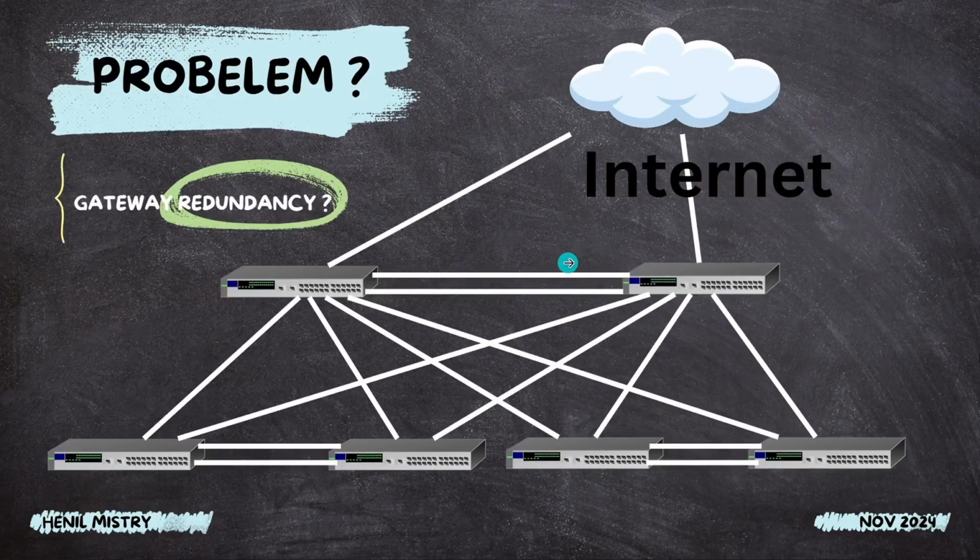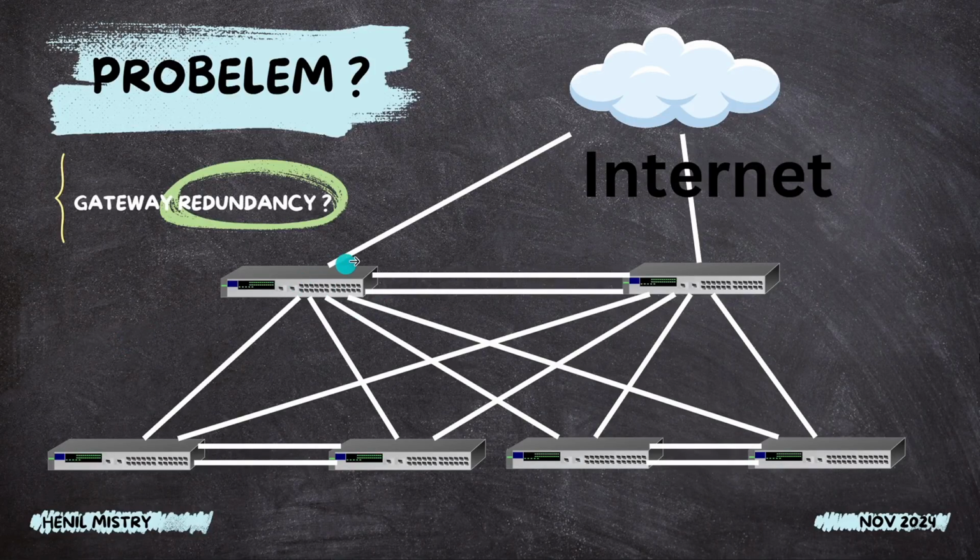And now let's introduce the problem. Let's start the problem statement. I just introduced you to the term gateway redundancy, right? You may have heard the gateway. Gateway is the IP address that allows access to other networks. That IP is configured manually on hosts, right?